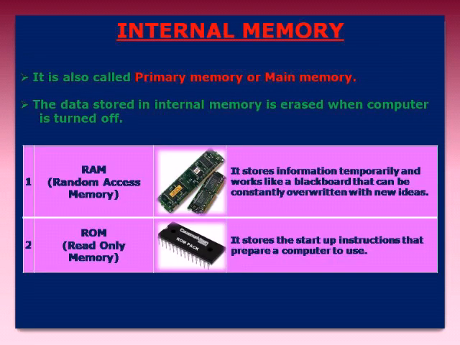The first one, internal memory. It is also called primary memory or main memory. The data stored in internal memory is erased when computer is turned off. So internal memory is divided into RAM and ROM. RAM, whose full form is random access memory, stores information temporarily and works like a blackboard that can be constantly overwritten with new ideas. And ROM, whose full form is read-only memory, stores the startup instructions that prepare a computer to use.